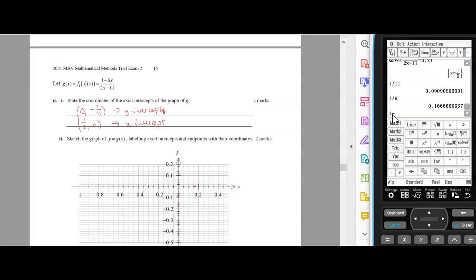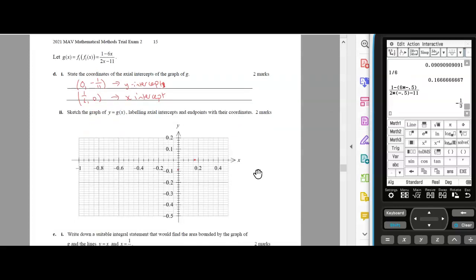1 minus, actually I'll do the function. 1 minus 6 times -0.5, let's put that in brackets. And then we've got 2 times -0.5 minus 11. And we get -1/3. So that's the other endpoint.